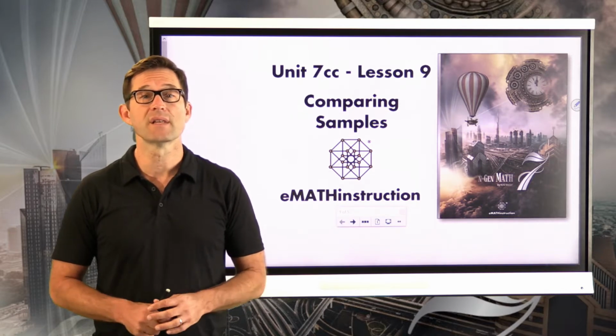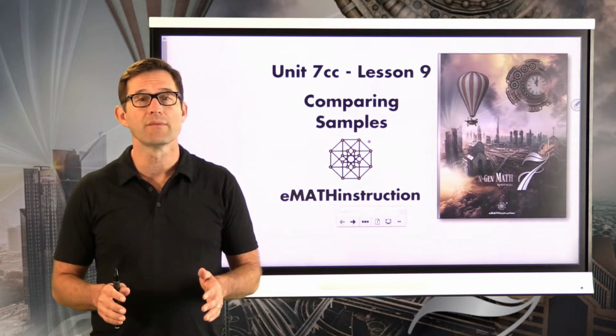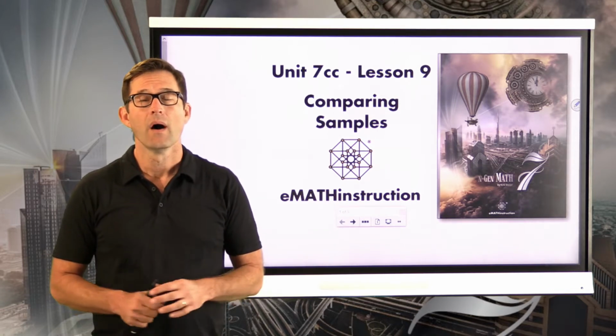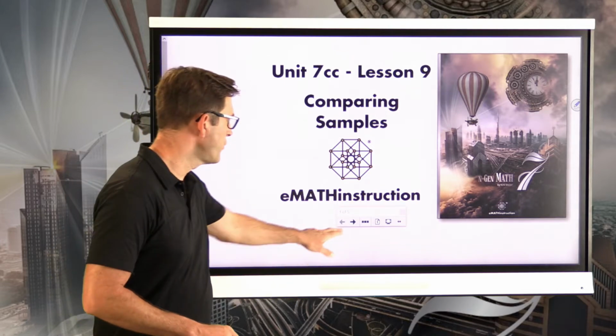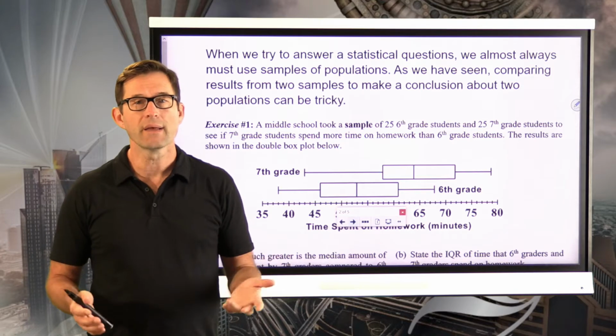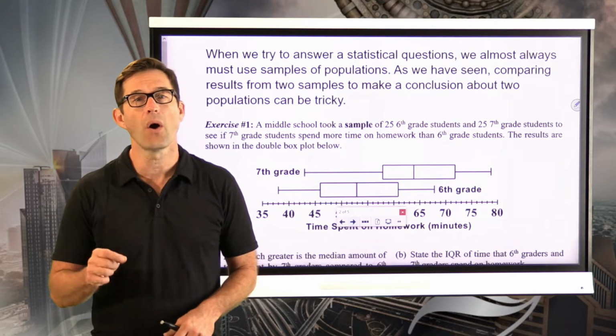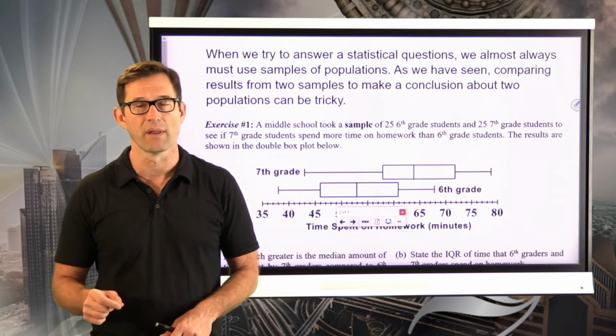This is the last lesson in our statistics unit in Math 7, and it really is the culmination of pretty much all we've done. So let's get right into it and see if we can understand what the point of the lesson is today. When we try to answer these statistical questions, questions that have variation in them, we almost always must use samples of populations.